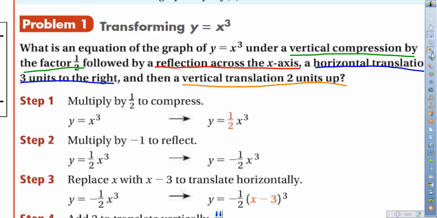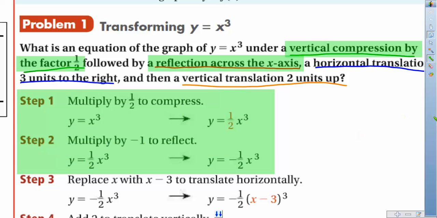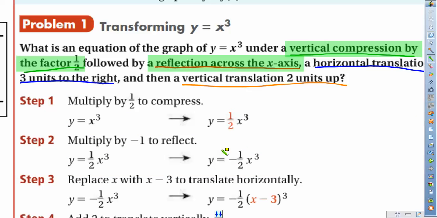One thing I can do is combine the vertical compression of the 1/2 with the reflection across the x-axis and accomplish both of those in step 1 and step 2. If I want to do that, then why don't I just multiply the x to the third by a negative 1/2? A reflection just means we make it the opposite, and then there's that vertical compression of a half, so we multiply by a half.